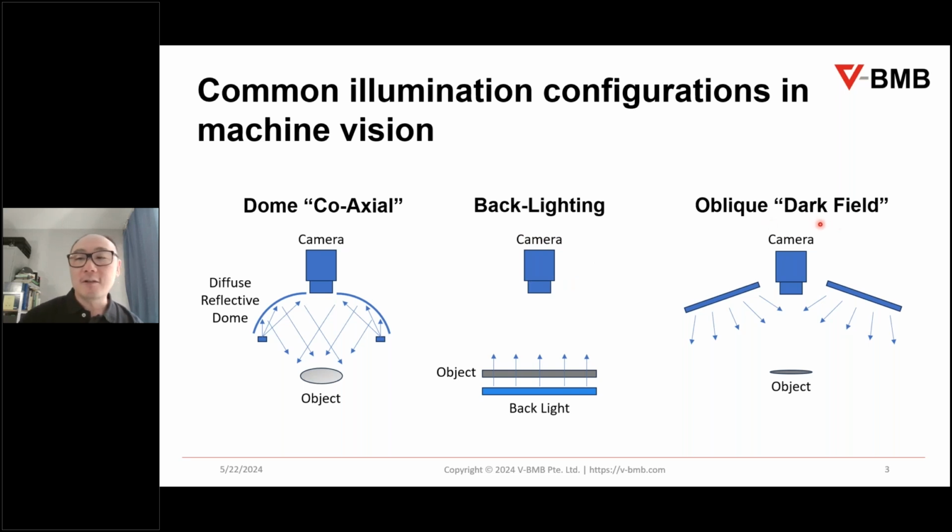And then oblique dark field. They call it dark field because you don't see the source. You put a light somewhere behind the camera or somewhere on the side, and you put 2 of them because you want to have some symmetric illumination. So that's called oblique dark field.